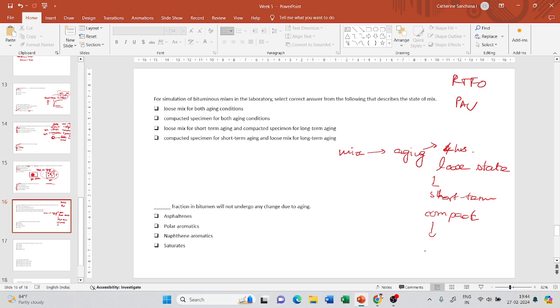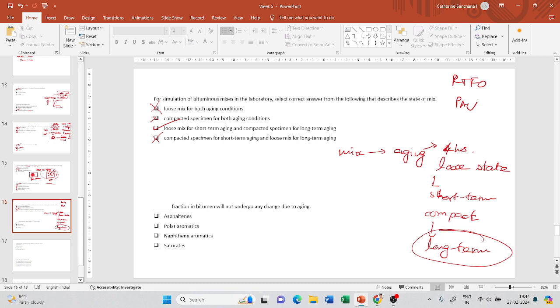okay, you will long term age the mix. Why? Because this long term aging happens after compacting, when the bituminous mixture is in service, right? So at that time it would have already been compacted, whereas the short term aging occurs on mixing. So there you will age the loose mix in the loose state. Okay, so loose mix for both aging conditions, no. Compacted for both aging conditions, no. Loose mix for short term aging, and compacted specimen for long term aging. Okay, it is not this also.